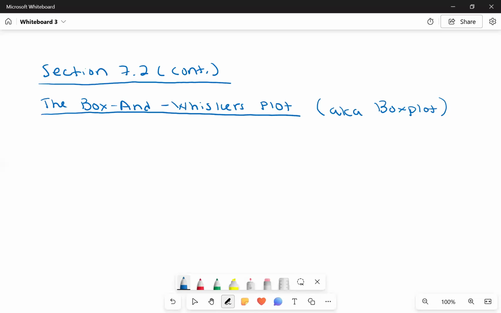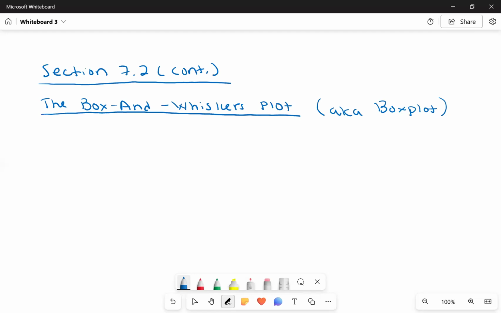In this video, we're continuing section 7.2, which is looking at describing, and in our case, we're thinking of this as summarizing data. We're going to look at what's called the box and whiskers plot. In statistics, we call that just a box plot. But in elementary school, we like to refer to it as the box and whiskers plot because it looks like a box that has whiskers.